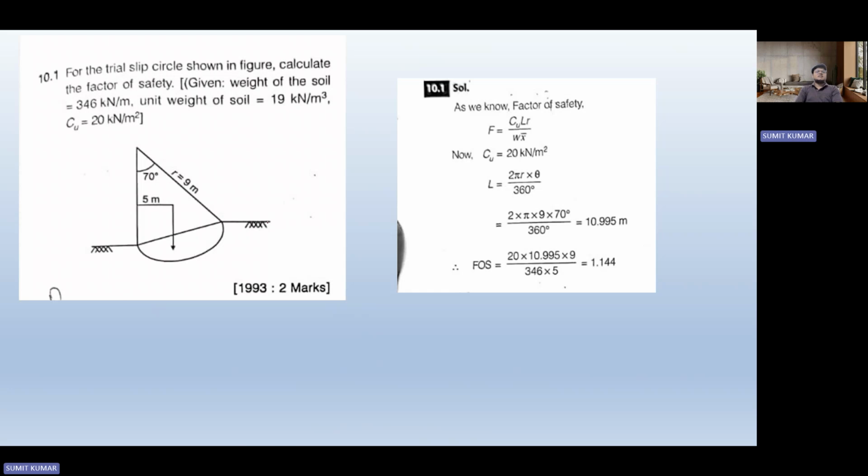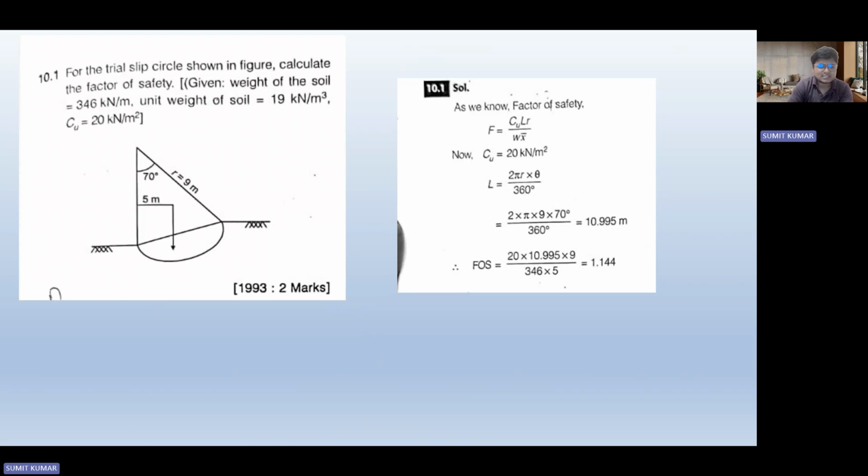So this question is basically the very first concept which we have discussed today, in which it has been mentioned that for the trial slip circle shown in the figure, calculate the factor of safety. Given weight of the soil is 346 kilonewton per meter, unit weight of soil is 19 kilonewton per meter cube, cohesion is 20 kilonewton per meter. So over here you can see C into L into R, and L equal to R theta, and L is nothing but 9 into 70 into pi by 180.